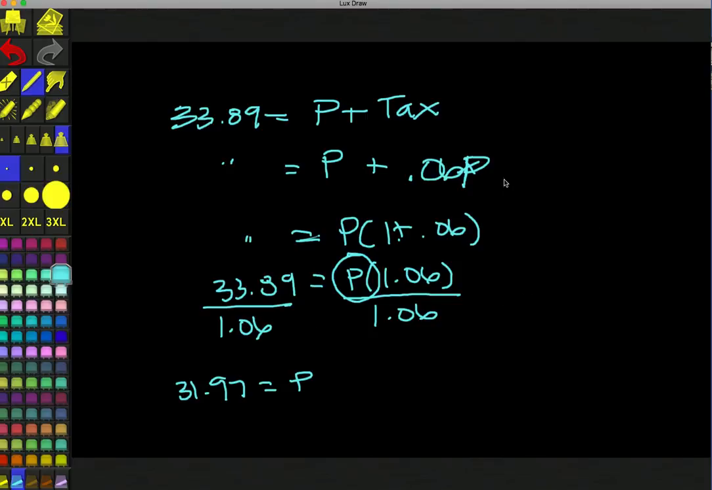Now, let me show you something. If you had come back up here to this formula, which is kind of hard to read because I wrote it sloppy, p plus 0.06p, if you didn't know how to get to this, you could add 1p plus 0.06p, which gives me 1.06p. Then again I would solve for p by dividing by 1.06. You end up doing the same thing, so whichever one of these makes sense to you, p plus 0.06p or p times (1 plus 0.06), either one's fine.